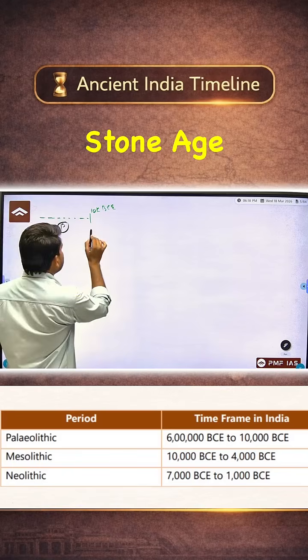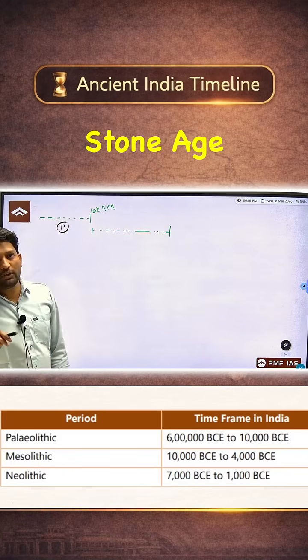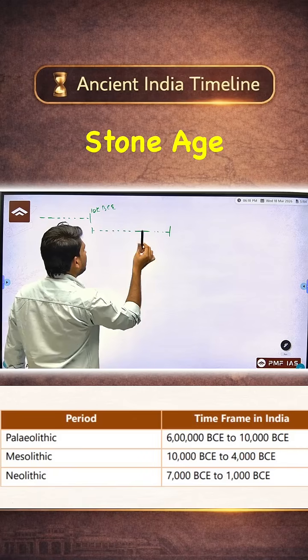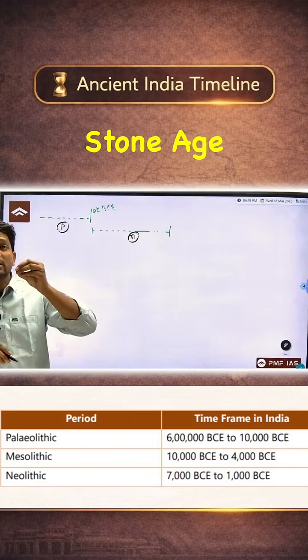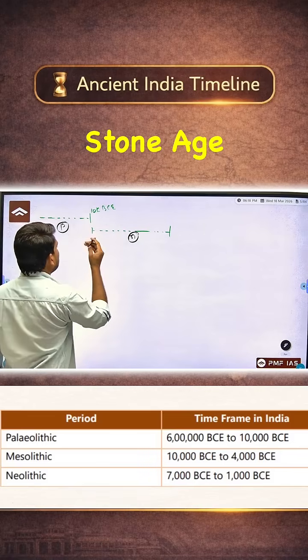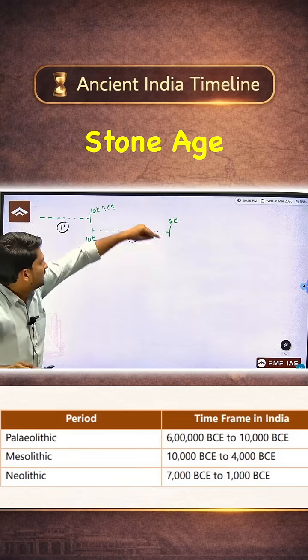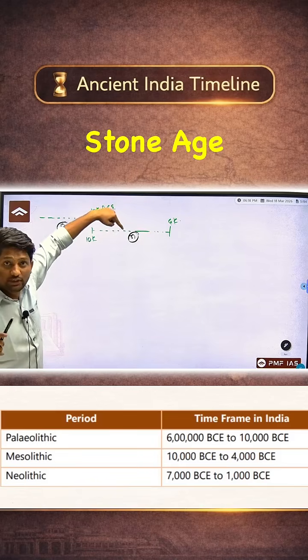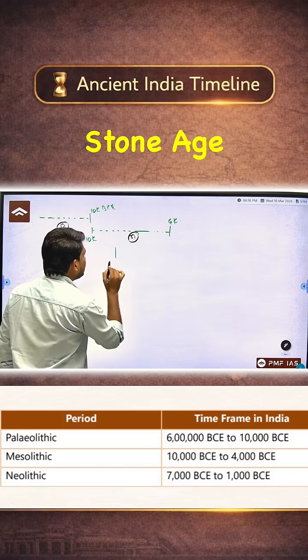From 10,000 BC to 4,000 BC, we have the Mesolithic period, which means during this period people were dependent on microliths, or small-sized stone tools. Remember, in some parts of India, people were still using these microliths, or small-sized stone tools, at the same time, around 7,000 BC.